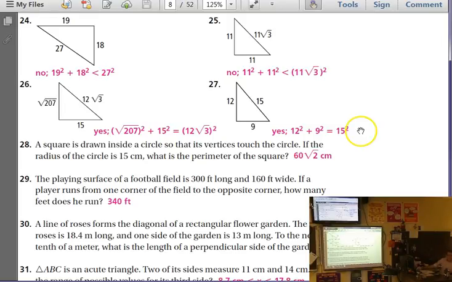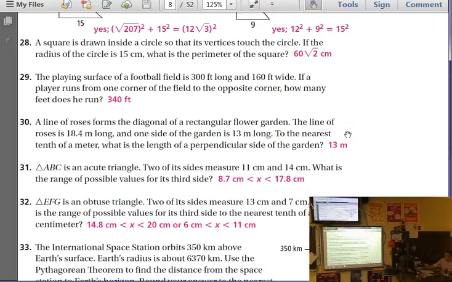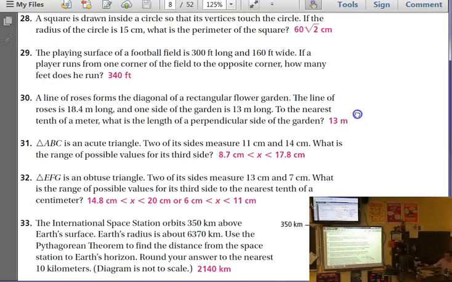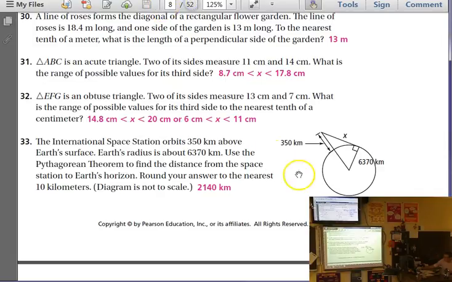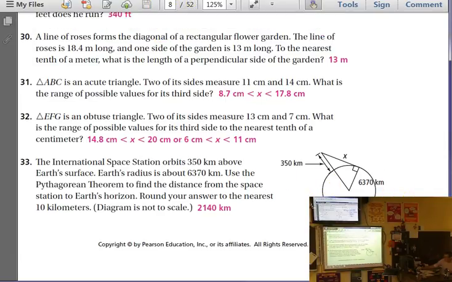Can I scroll? We good through 33? All right. Wait. For 31, I got a different answer.